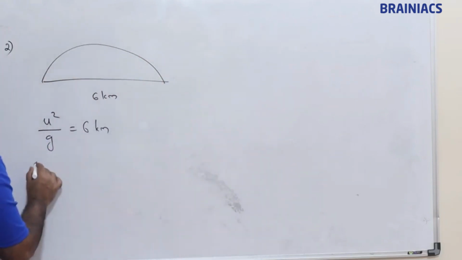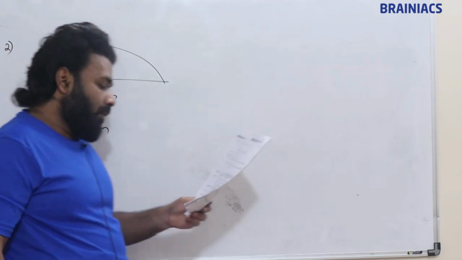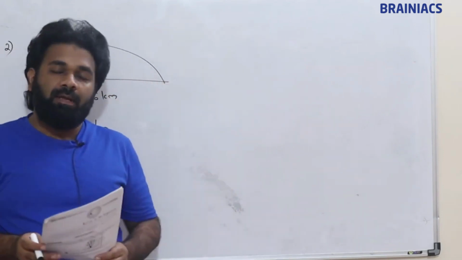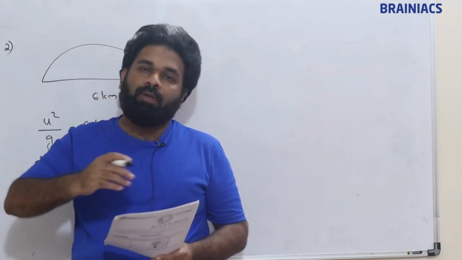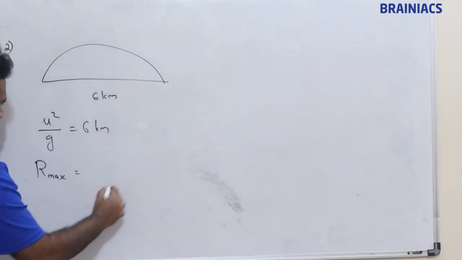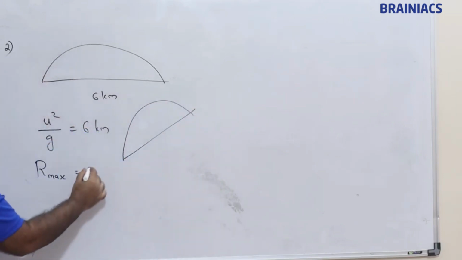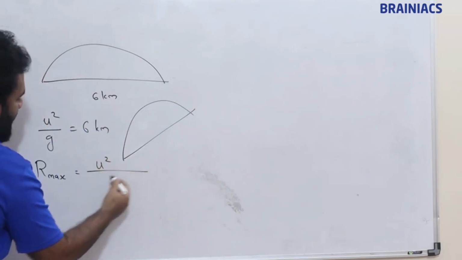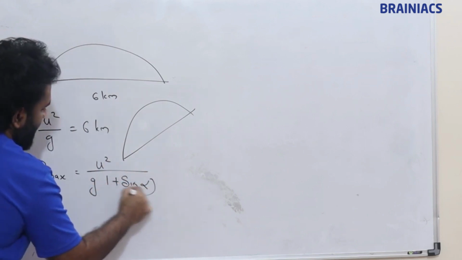So R max up the incline, we will take up the incline, it should be mentioned in the question. Here it is not mentioned, so let us take it as up the incline. So up the inclined plane is what? u square divided by g into 1 plus sine alpha.